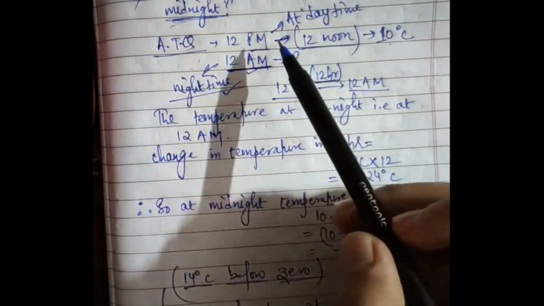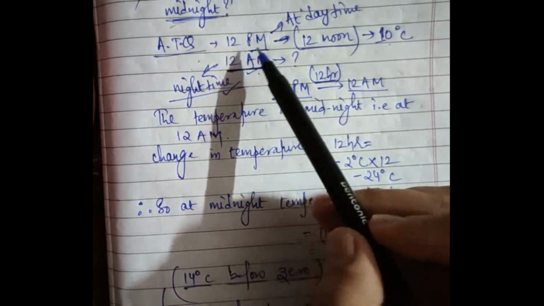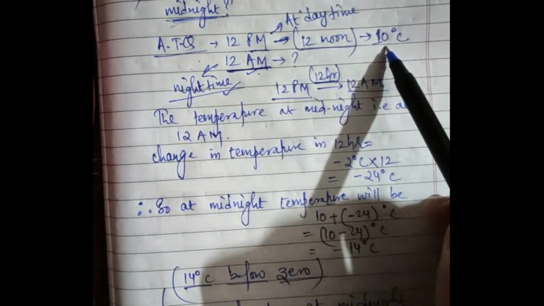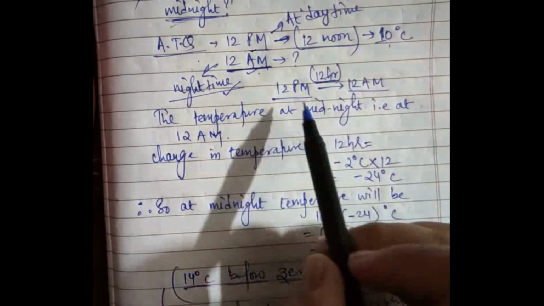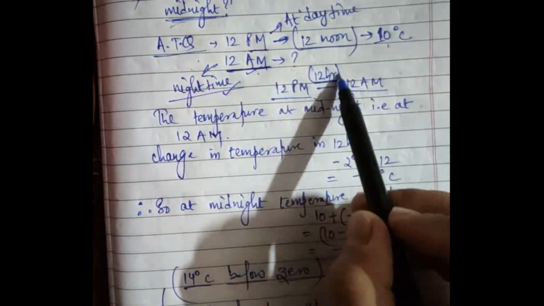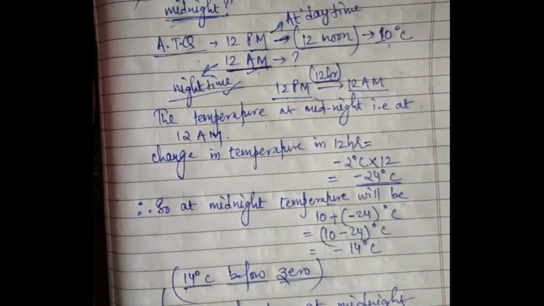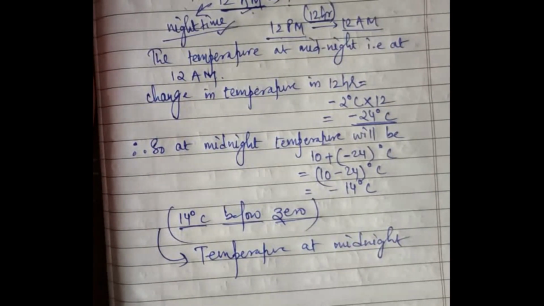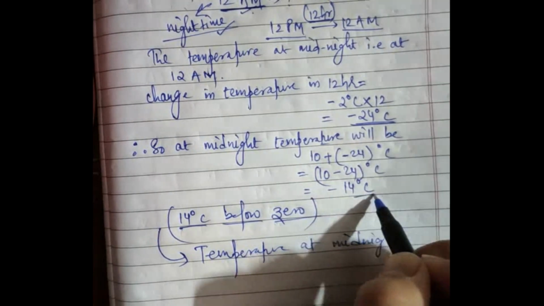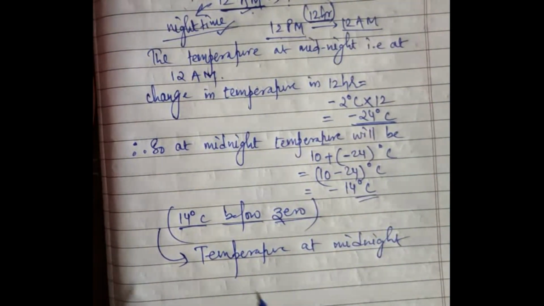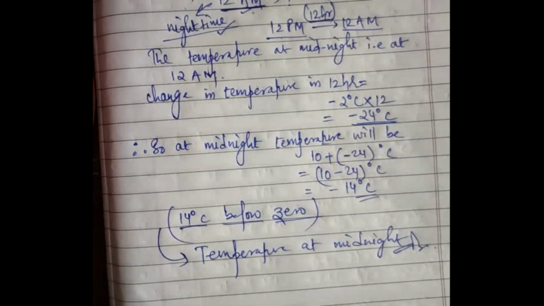You have to find the temperature at 12 a.m. The question was given that at 12 p.m. it was 10 degrees Celsius. Now the temperature was decreasing by minus 2 degrees Celsius. So from 12 p.m. to 12 a.m. there are 12 hours. So what is the change in temperature? That is 24 degrees Celsius. The actual change is 24 degrees Celsius. So the actual temperature will now be 10 plus minus 24, which is minus 14 degrees Celsius, or the temperature at midnight will be 14 degrees Celsius below 0. I hope you are clear with this. So let us proceed to the next.